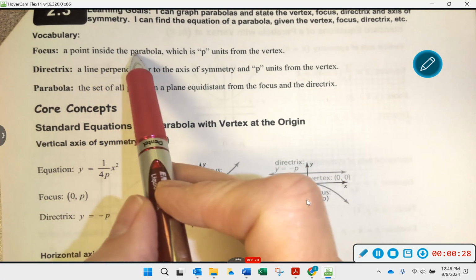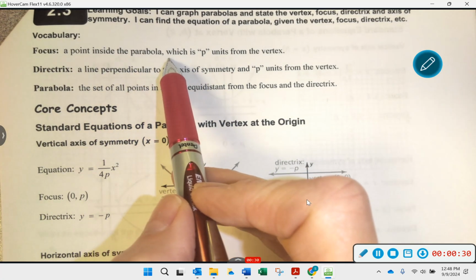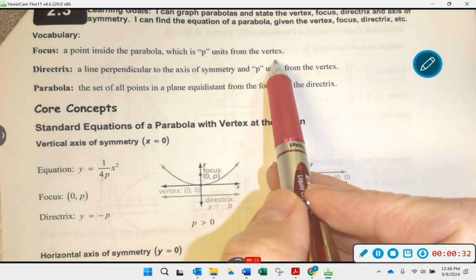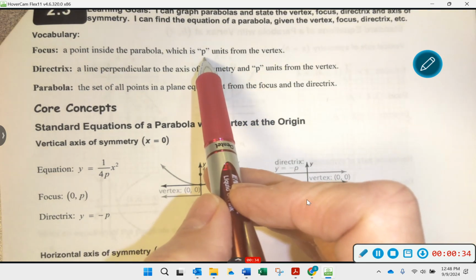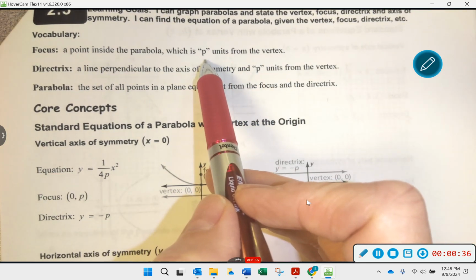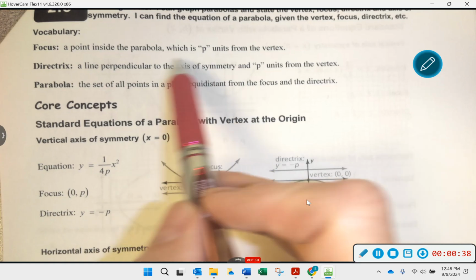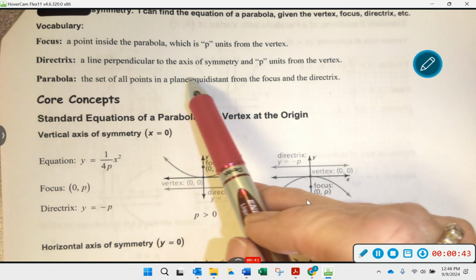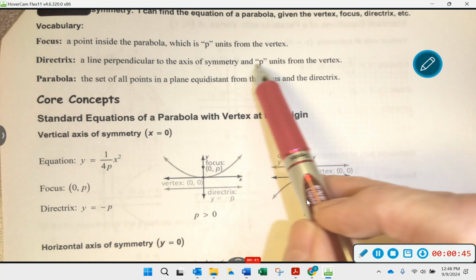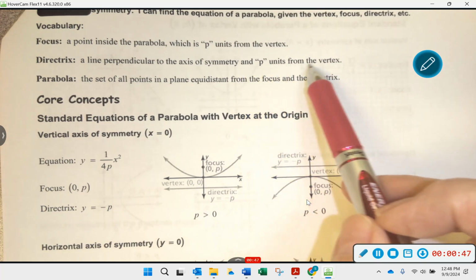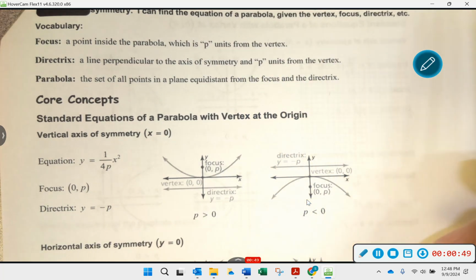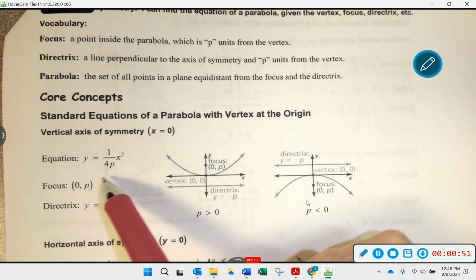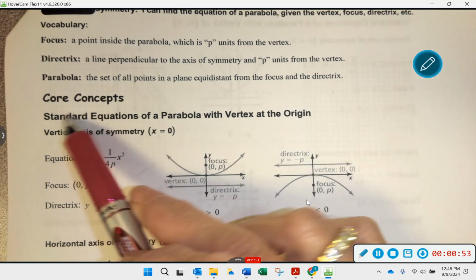The focus is going to be a point inside the parabola that's p units from the vertex. We've also never used this value of p, so that doesn't make sense to you yet, but it will in a minute. The directrix is going to be a line that's perpendicular to the axis of symmetry, and it's going to be p units from the vertex as well. Again, you don't know what that is, but once I show you what p is, you'll see.